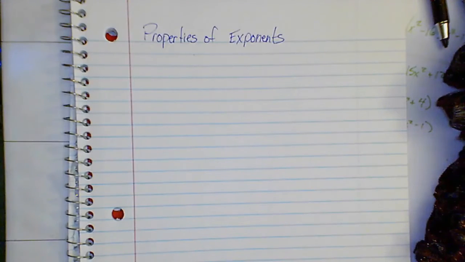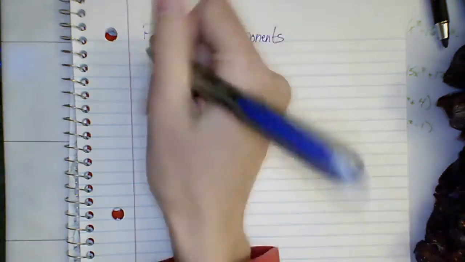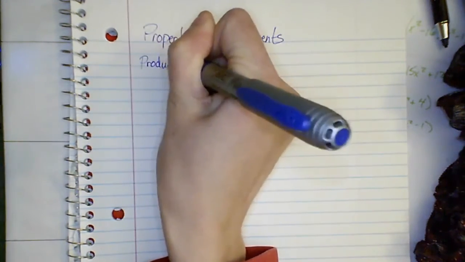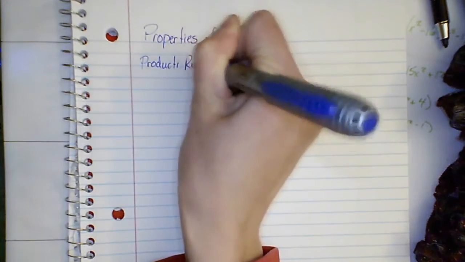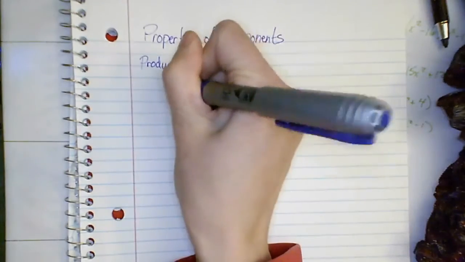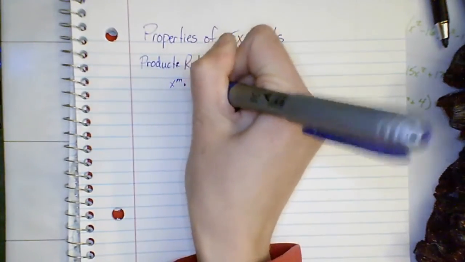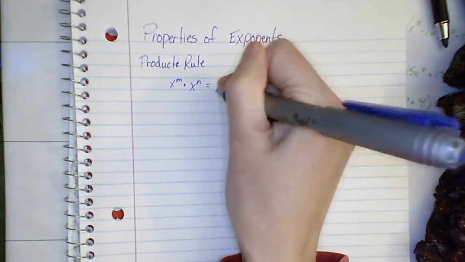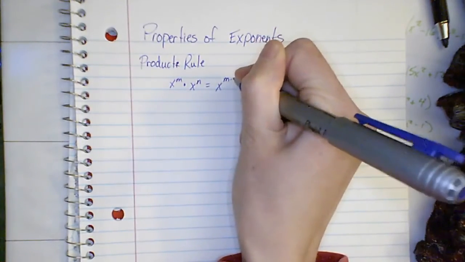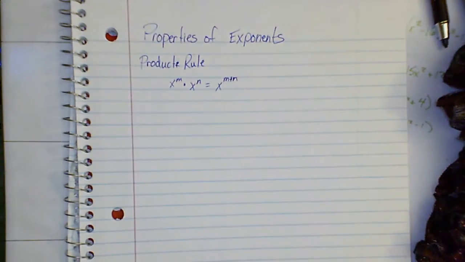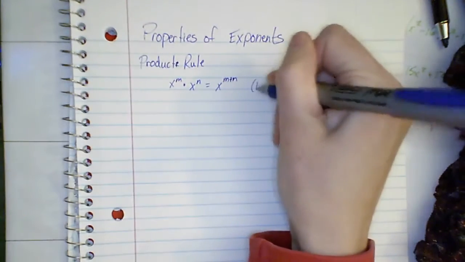We're going to talk about properties of exponents. The first property is called the product rule, which states x to the m times x to the n. If the bases are the same, we can add the exponents. Bases have to be the same.